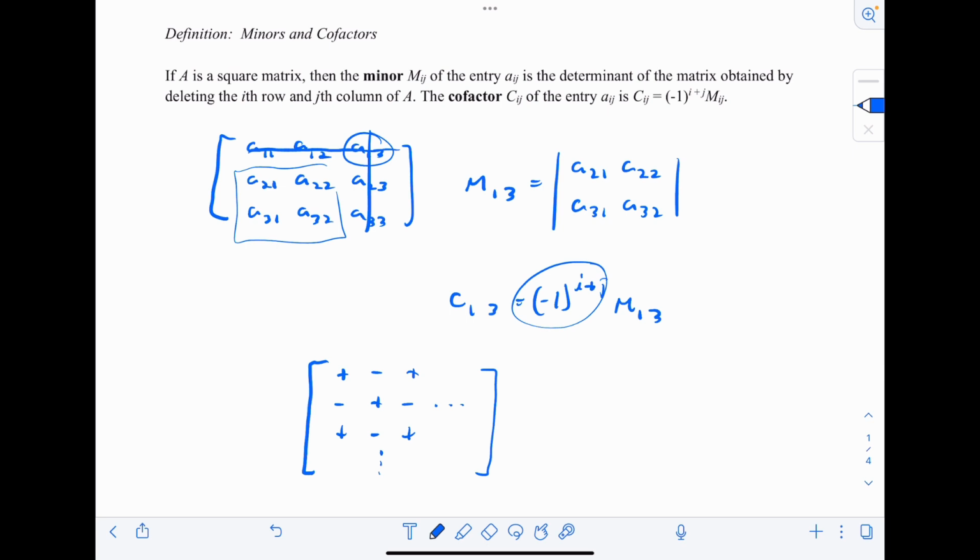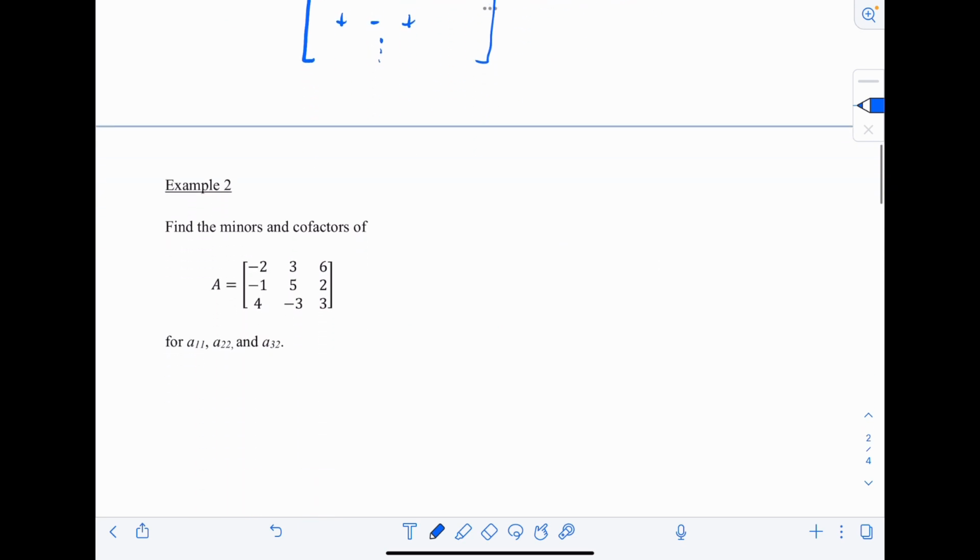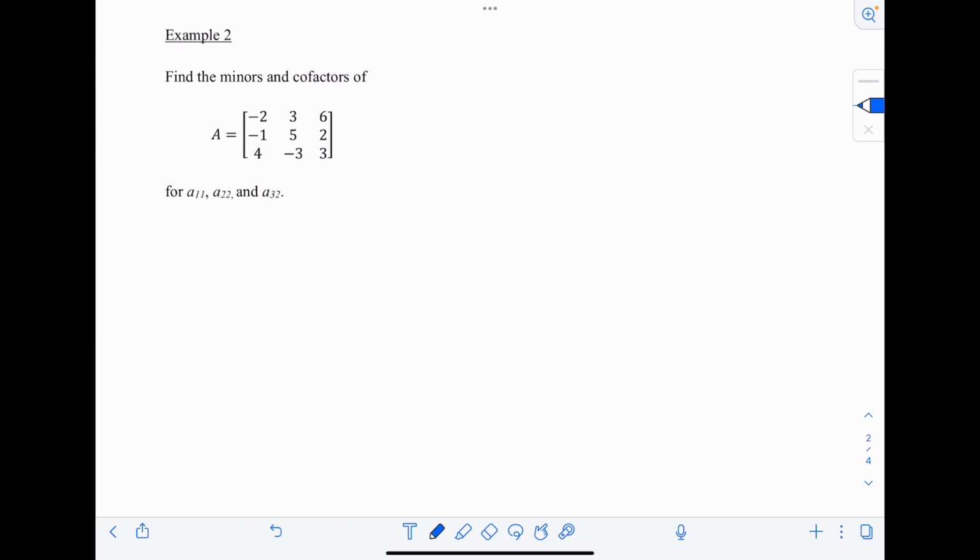So let's go ahead and do this for an actual matrix, just to make this a little more clear. So we've got our 3x3 matrix, and we are going to find the minors and cofactors for A11, A22, and A32. So for A11, let's start with the minor. All that's saying is right now I'm interested in this entry right here, negative 2. So to find the minor, I'm going to cross off the row and the column that it's in, and I'm finding the determinant of the remaining inner matrix, that 5, 2, negative 3, 3.